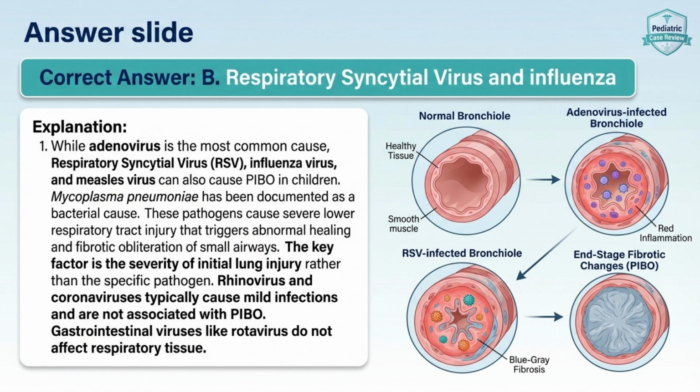The diagram shows how a normal bronchiole progresses to end-stage fibrotic changes after severe infection. While adenovirus is most common, respiratory syncytial virus, influenza, and even mycoplasma pneumoniae can trigger the abnormal healing process that obliterates small airways. The severity of the initial injury is the key determining factor.